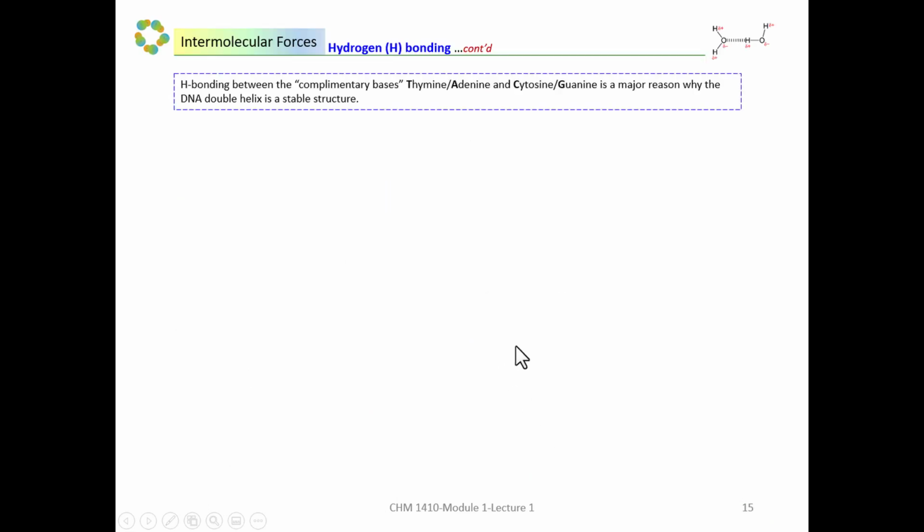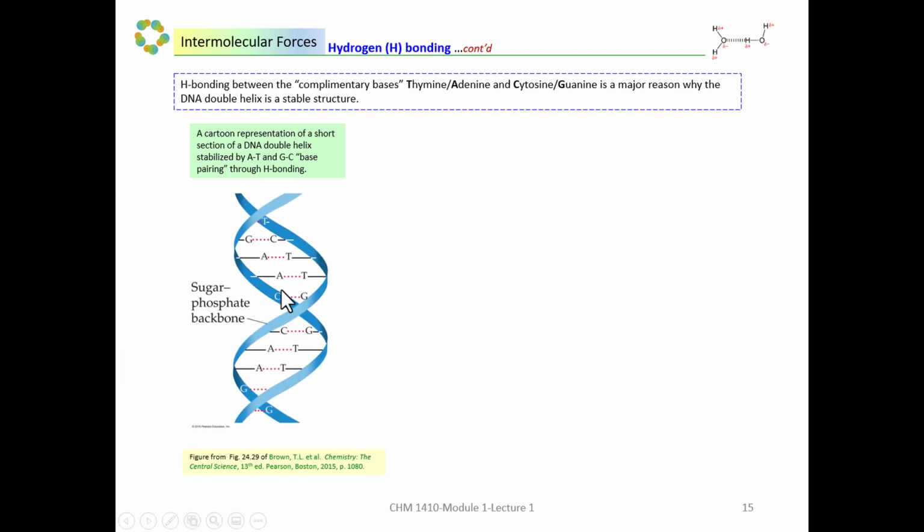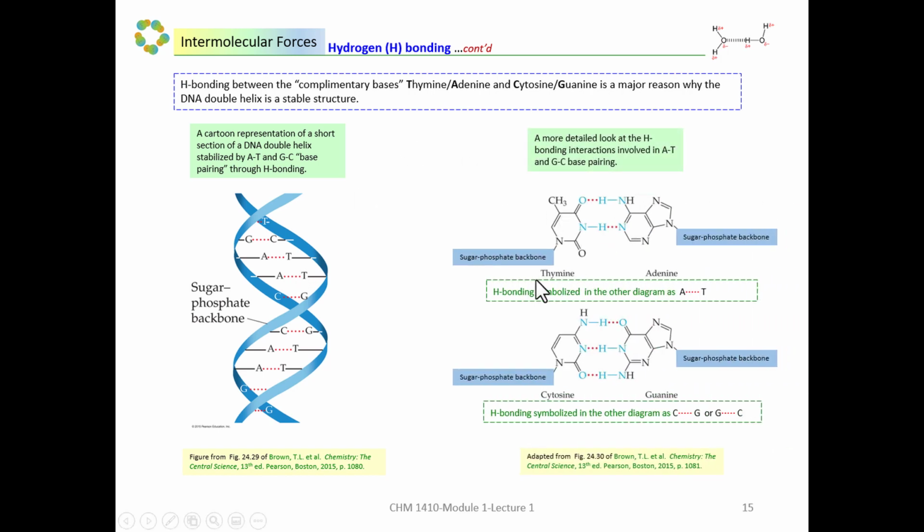Hydrogen bonding between the complementary bases, thymine and adenine, and cytosine and guanine, is a major reason why DNA takes on the structure of a double helix and that it's very stable. If you wanted to draw a cartoon of the double helix of DNA, you can see there's a blue ribbon, which represents a sugar phosphate backbone, and there is hydrogen bonding between cytosine and guanine, C and G, or G and C, doesn't matter, T and A, or A and T, and those hydrogen bonds are what keep that double helix intact.